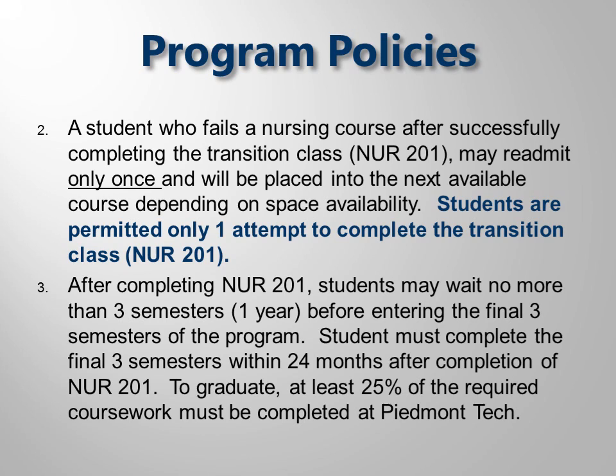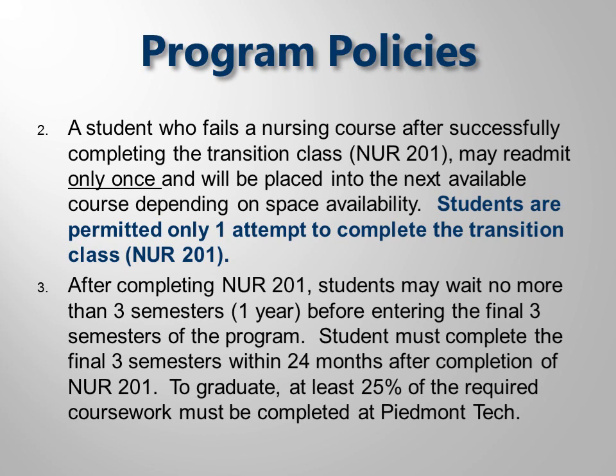Once you have successfully completed the transition class, you will have 2 attempts to complete the remainder of your nursing courses. This means you could fail or withdraw from a nursing course only 1 time and be readmitted back into the program as space permits. If you fail or withdraw a second time, readmission is not an option. Specific details about attempts and our readmission process are contained in the PTC Student Nurses Handbook.